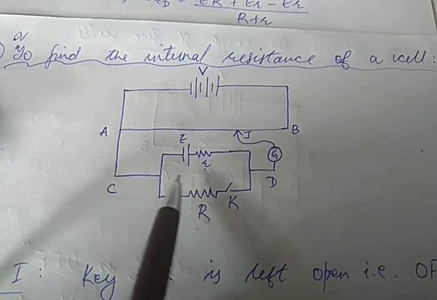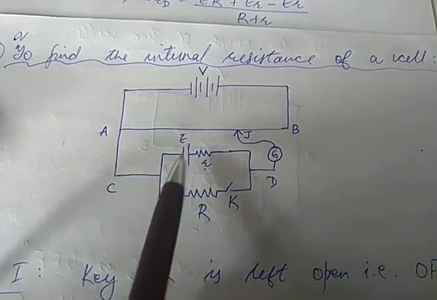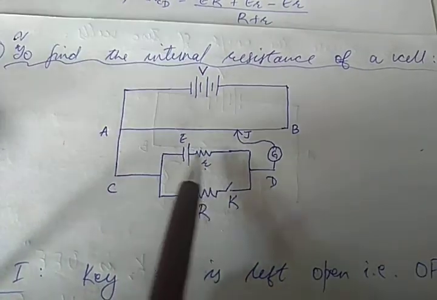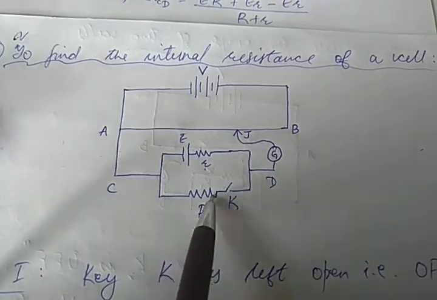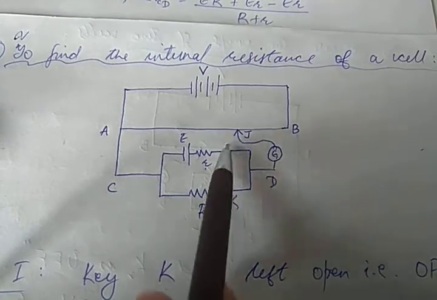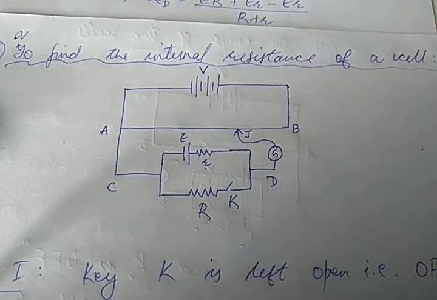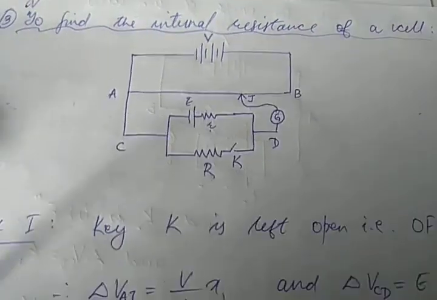We have the lower circuit connected. So we have E, the cell, whose internal resistance r is to be determined, and we have an external resistance R, which is connected to a key, and these two are connected to the galvanometer, which is connected to the jockey.